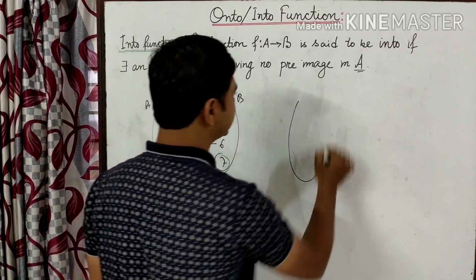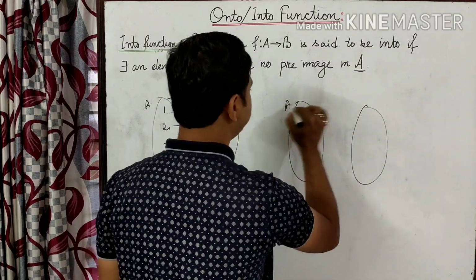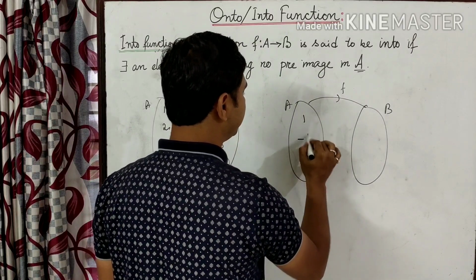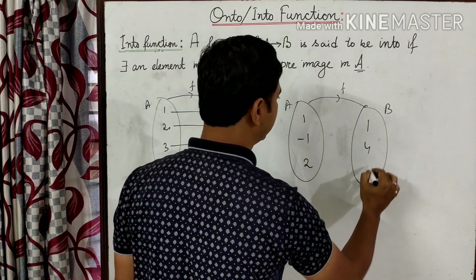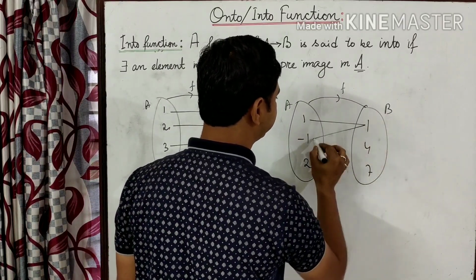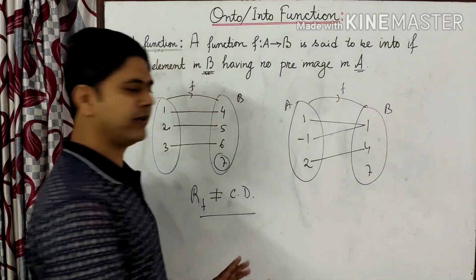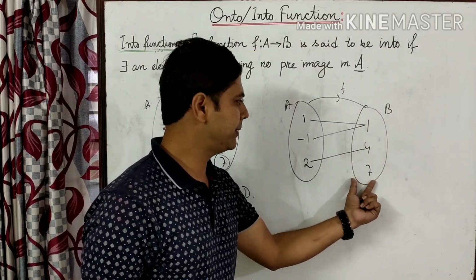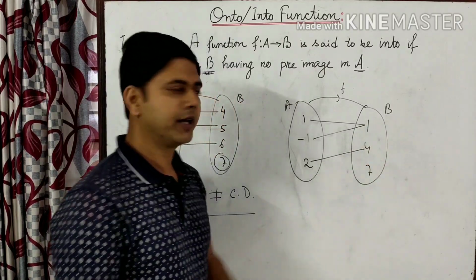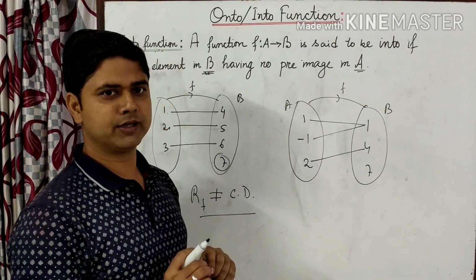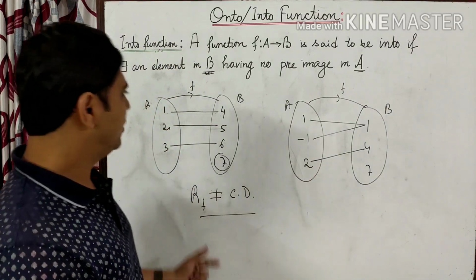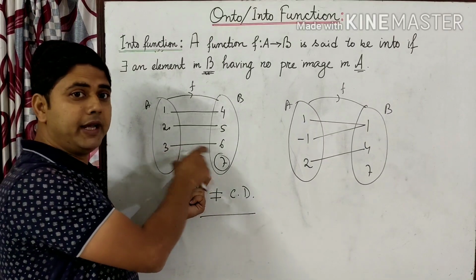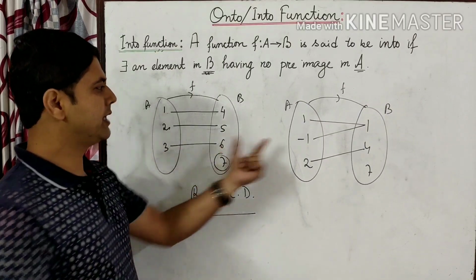Again, if you consider another example like that, A and B are two non-empty sets mapped by the function f. Here 1, minus 1 and 2. This one we consider 1, 4, 7. This one is also a function. Here, what is the codomain of this function? 1, 4, 7. What is the range of this function? 1, 4. That means this one is also what? Into function. Clear? Therefore, from these two examples, the first one is what? One-one and into. And the second one is what? Many-one into.